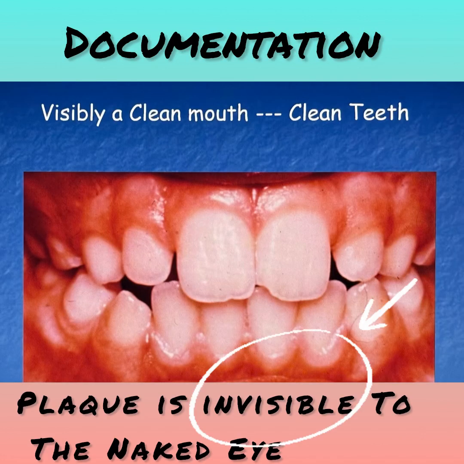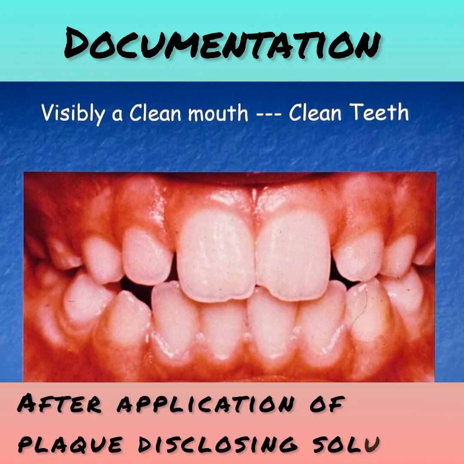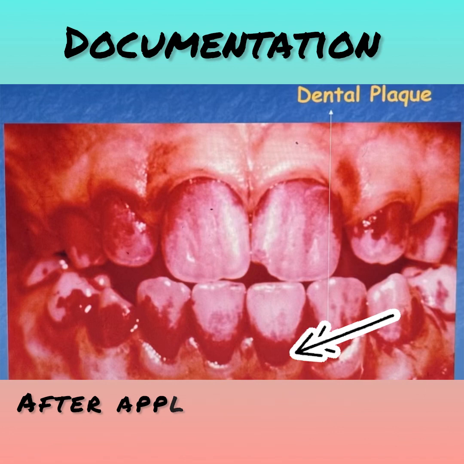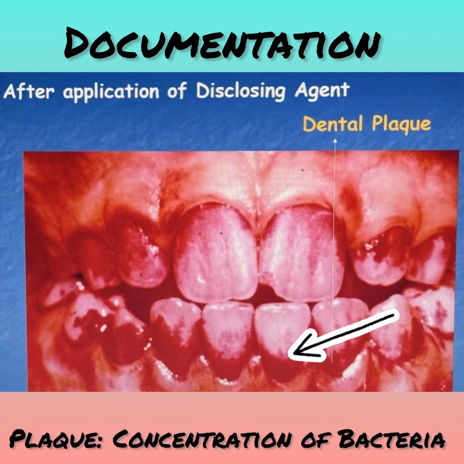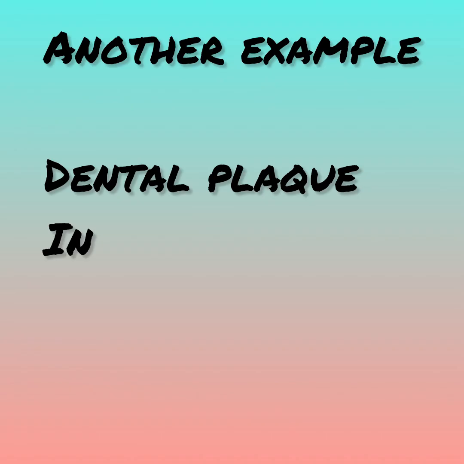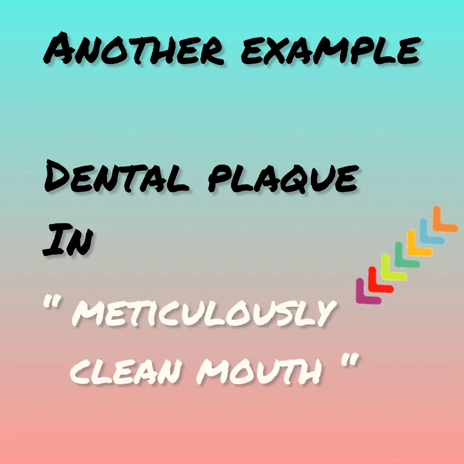This is a visibly clean mouth, but the plaque can be seen in the disclosing solution. Disclosing solution, the dark area is the dental plaque. Plaque is a concentration of bacteria, and bacterial proliferation plays a major role in starting as well as progression of dental diseases.